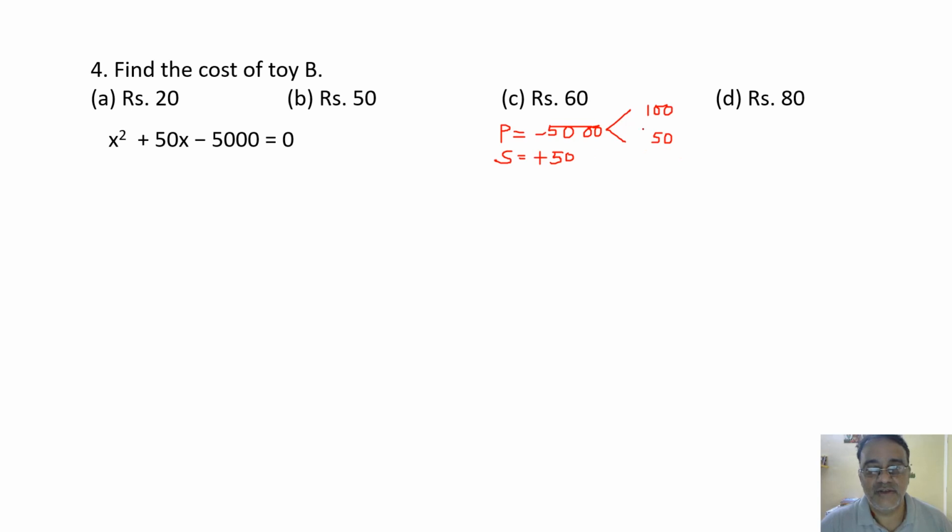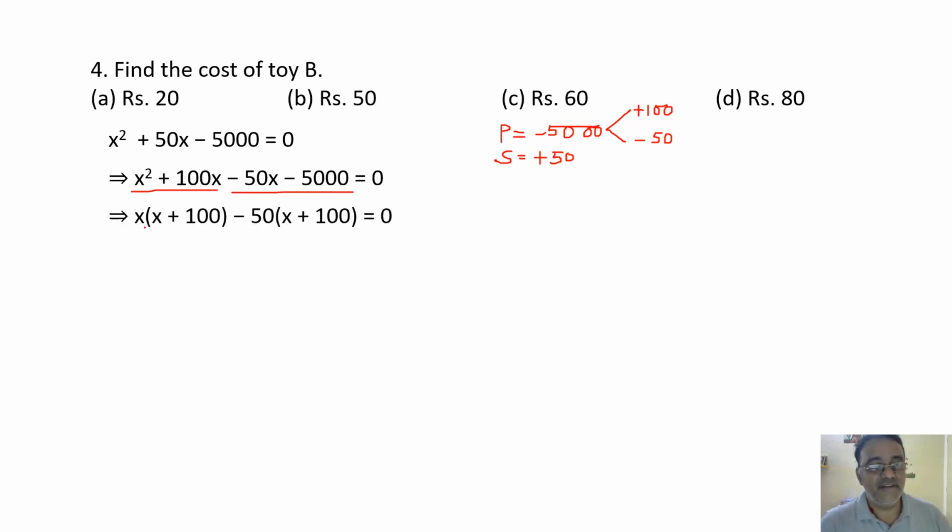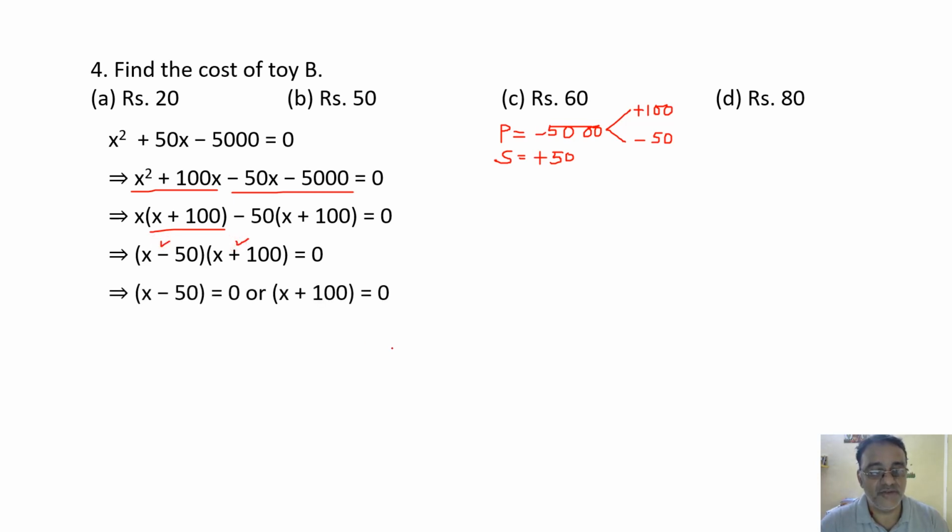Yes, sir. So we have to put the sign of sum to the greater number, and the other number will be opposite sign, that is minus. So what is the common between these two? X. Here minus 50, right? So if we take x plus 100 common, we are getting x plus 100 into x minus 50. So either this is equals to 0 or this is equals to 0. So we are getting two answers, 50 and minus 100.